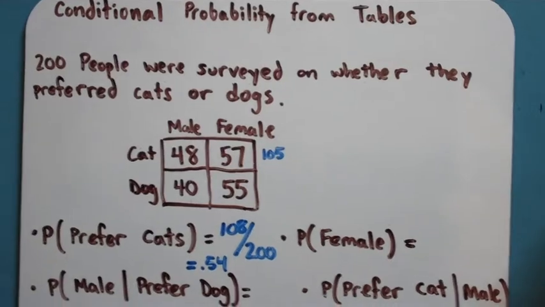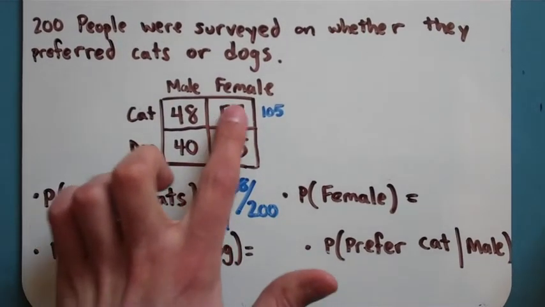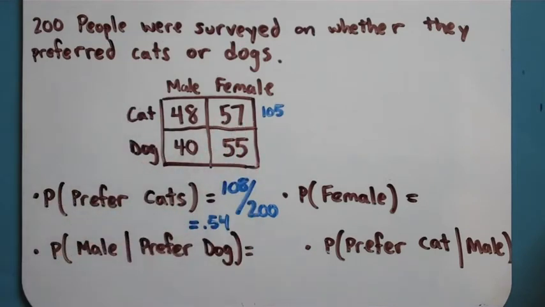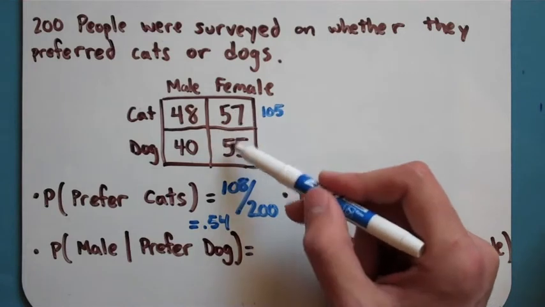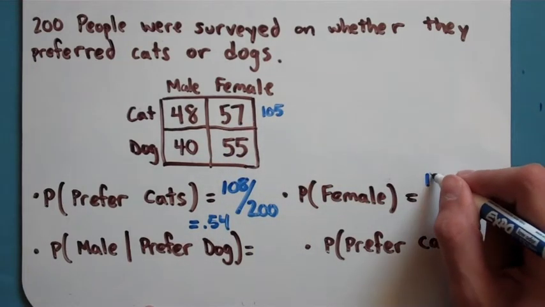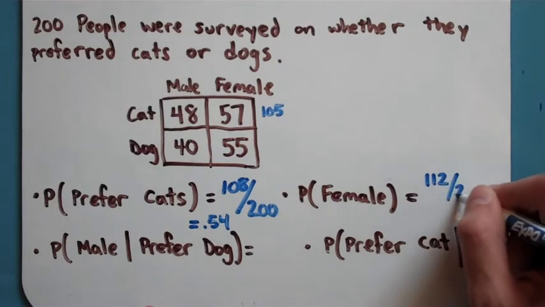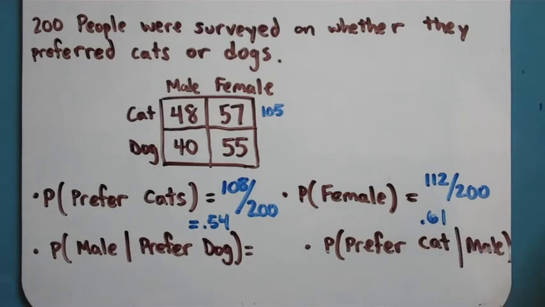Similarly, if you want to find the probability of somebody being female, you need to look at these females who like cats and the females who like dogs. So this time we're going to add these two numbers together. 57 and 55 is going to make 112 out of 200. And 112 out of 200 is going to be 0.61 for our probability here.